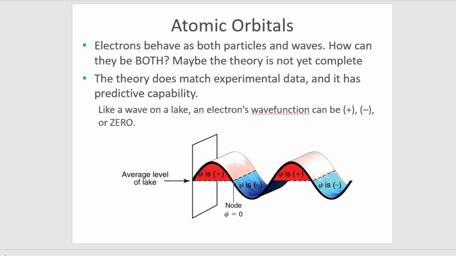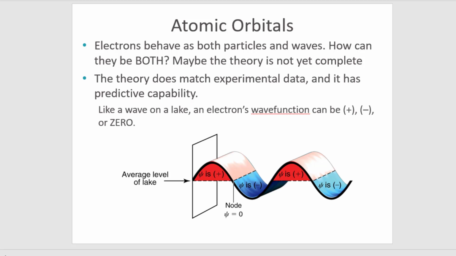Electrons behave, as I mentioned, like waves and like particles. So how can they be both? Maybe the theory's not yet complete. The theory does match experimental data. It matches observations that we have witnessed and collected data for. So it has predictive capability, and it's good enough for us to make amazing assumptions or hypotheses based on these theories alone.